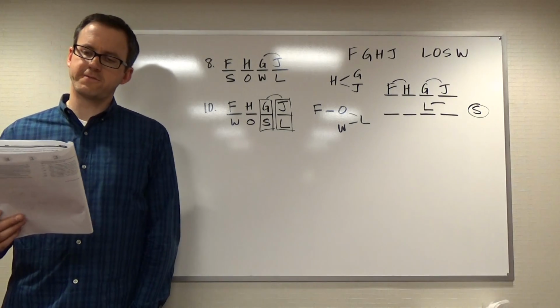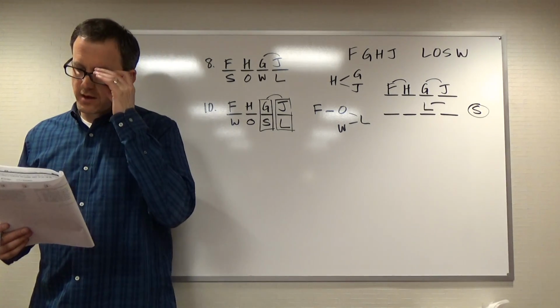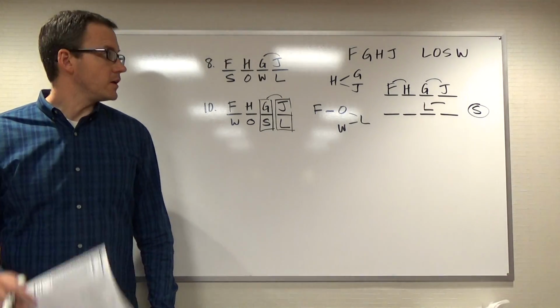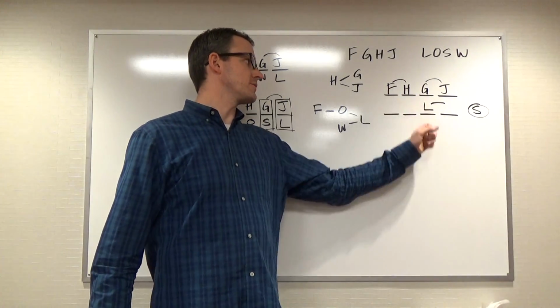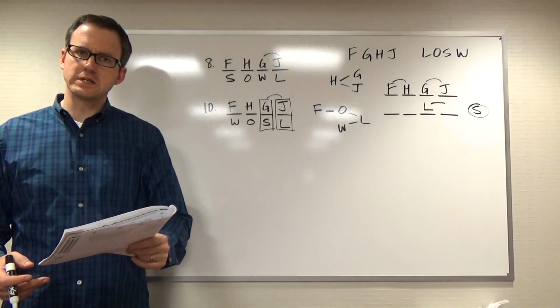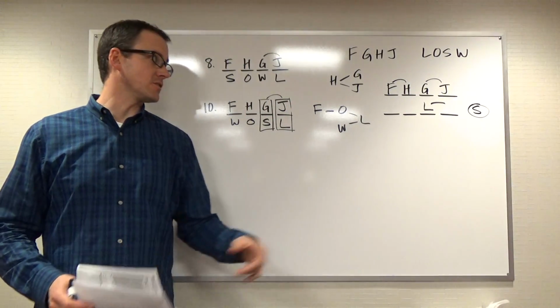9, which one of the following cannot be true? Okay, we'll just have to start going through it. F gives L. Nope, can't be true. F has got to be in the first two, L has to be in the last two. That's the right answer.